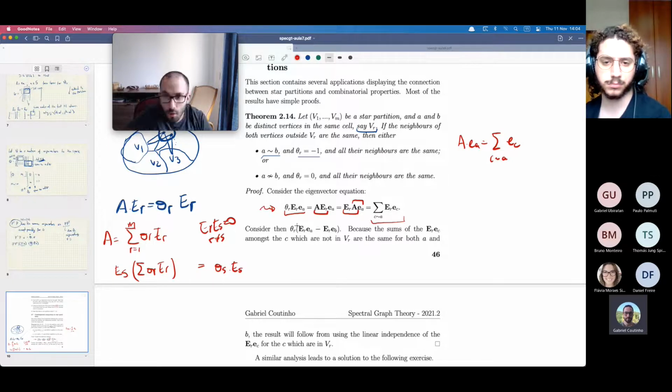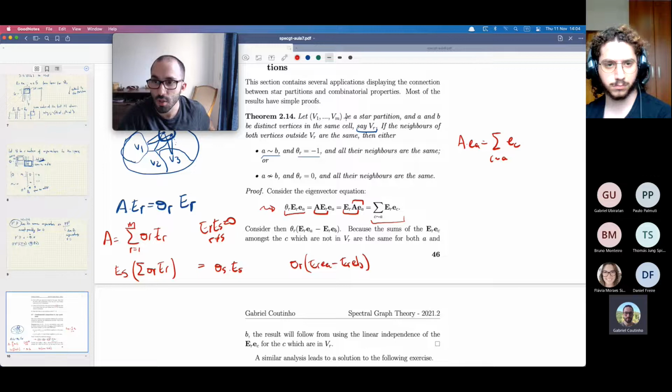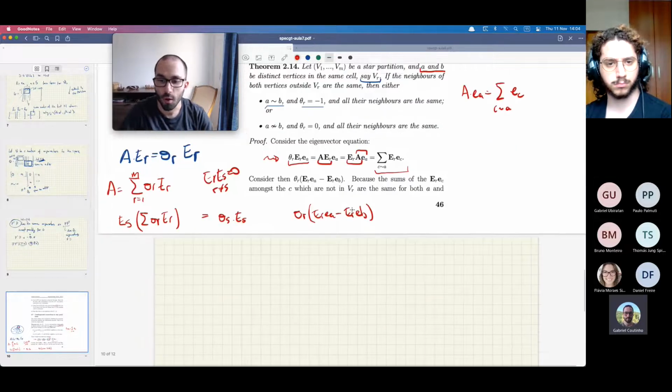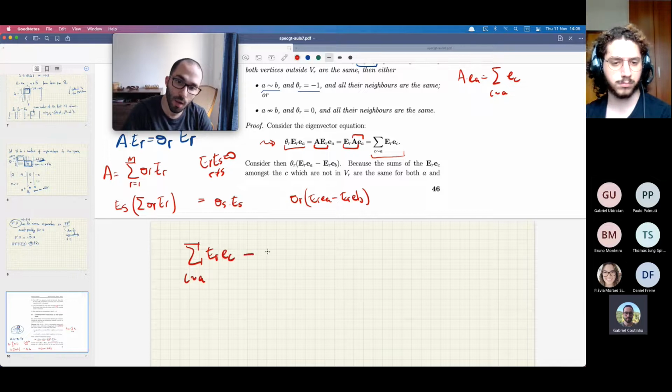So now what I'm going to do is perform the operation theta r multiplied by E sub r E sub a minus E sub r E sub b. Recall that A and B are the two vertices that I am looking at, which are in the same cell. These are A and B. So when I perform this, what do I get? Well, I get the sum of the neighbors of A, E sub r E sub c, minus the sum of the neighbors of B, E sub r E sub c.